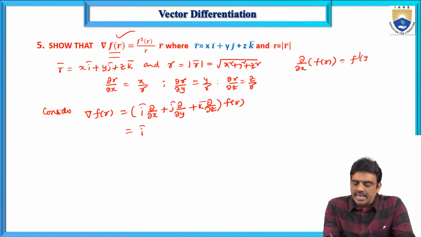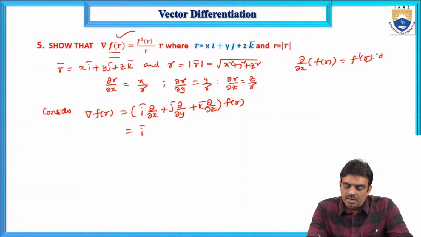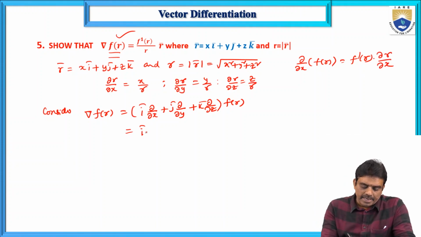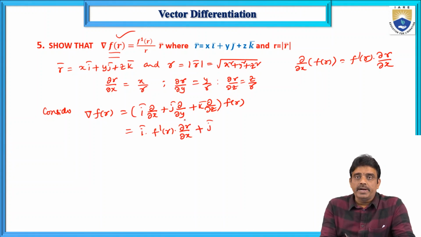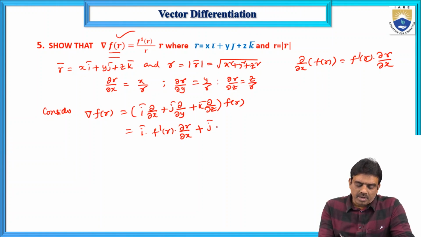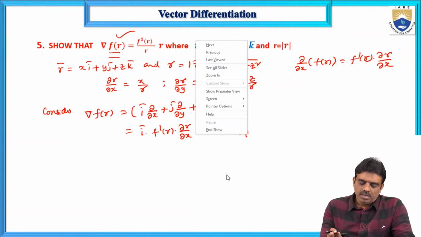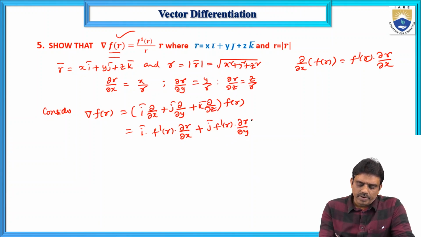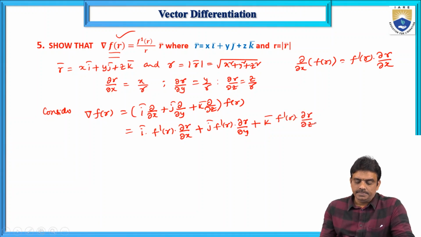So the derivative is f dash of r into ∂r/∂x. So I am writing here ∂/∂x of f of r is f dash of r into ∂r/∂x. Plus similarly j bar into ∂/∂y of f of r. Operating with f of r, we will get f dash of r into ∂r/∂y. Plus, similarly, k bar into ∂/∂z of f of r. So this also gives the derivative f dash of r into ∂r/∂z.